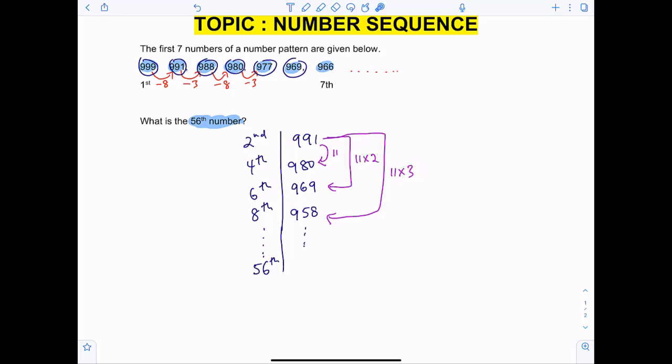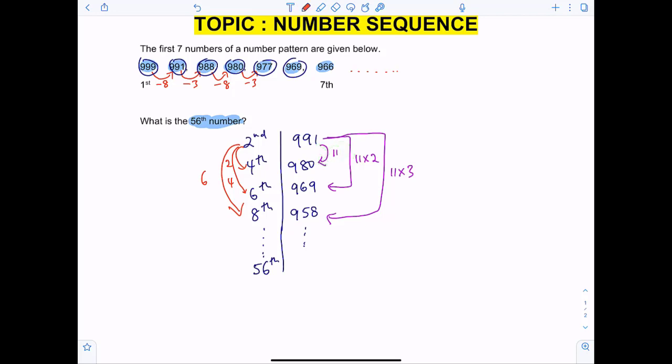Now, why is the difference between this and this 11 times 2? Why is it 2? Why is the difference between 991 and 958 11 times 3? Why is it 3? It is because of the difference in the position, which is 6. Between this and this, it is just a 2. Between this and this is just a 4. So what is 6? 6 is actually 3 times 2. Look at the 3 there. That's why it's a 3 here. 4 is actually 2 times 2. That's why it's a 2 here. 2 is actually 1 times 2. That's why 11 times 1 will be the difference for the first one.